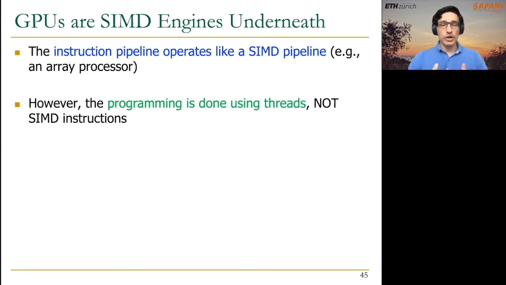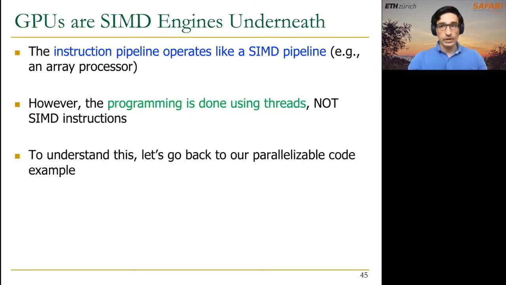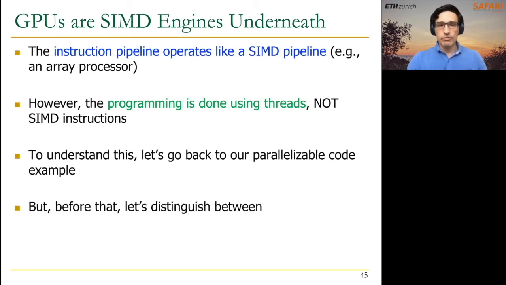We can program much more efficiently if we just need to worry about threads individually rather than worrying about packing data into vector instructions, creating bit masks, and launching these whole vector instructions onto the hardware, right? We are going to discuss this really thoroughly. And to understand this, we are going to use the same parallelizable code, the vector addition seen in a previous slide. But before that, we have to distinguish between two important concepts here.